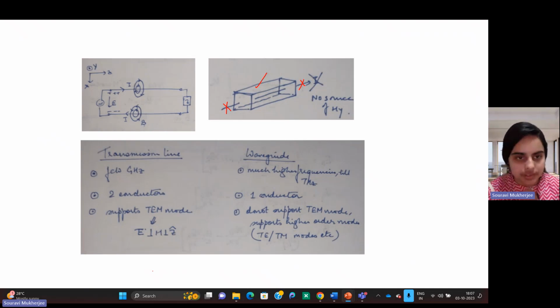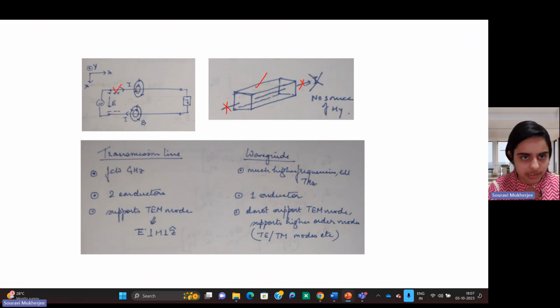So if you look at the differences, what we see is that transmission lines are suitable up to a few gigahertz, 3 to 5 gigahertz or something around that range. But if you go to higher frequencies, like some terahertz, transmission lines won't be that effective, and you will then need a waveguide. Okay. And how a waveguide is different from a transmission line is that here you can see there are two.